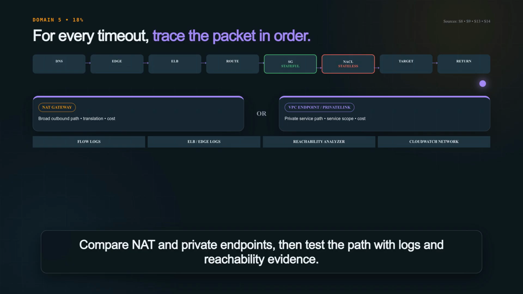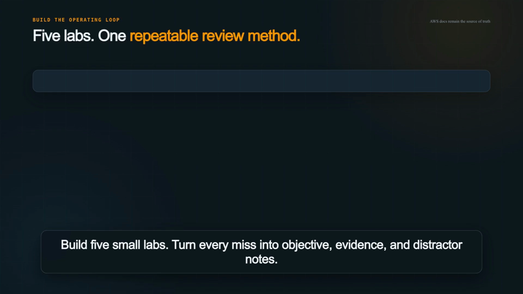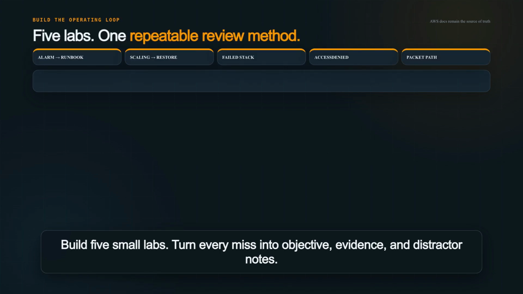Study tip: draw packet paths by hand and mark which controls are stateful, which are stateless, and where translation or caching occurs. Use this practical plan. First, build one small lab for each failure boundary: alarm to runbook, scaling and restore, failed infrastructure deployment, access denied investigation, and packet path diagnosis.